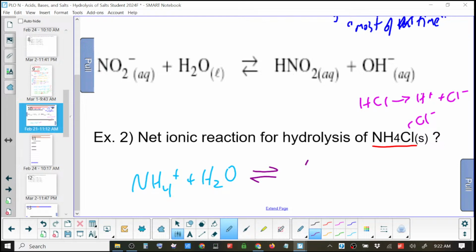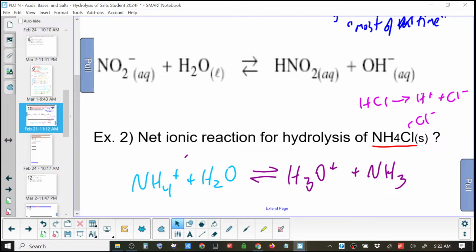You're distracting me. What? Tell me the answers. What are the two products? Couldn't tell you right now. Is it OH minus? Is this more likely to give off a hydrogen or take another hydrogen? Give off a hydrogen. If it gives off a hydrogen to that, what does that become? H3O+. There you go. Plus NH3. Excellent.